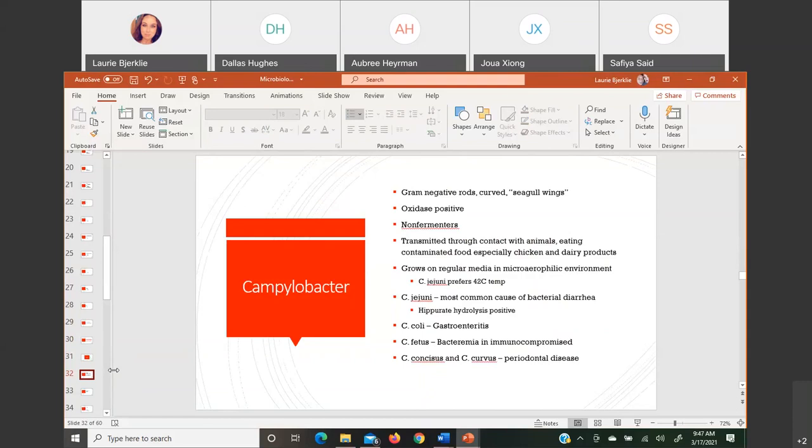So Campylobacter are also non-fermenters. Campylobacter jejuni is the big one. We're always looking for it with stool cultures because it does cause food poisoning. It is, in fact, probably the most common cause of food poisoning or bacterial diarrhea, especially from chicken, raw chicken. Campylobacter jejuni is unique in that it has to grow at a 42-degree temperature environment. So if you are working on stool cultures in your micro department, you most likely will have another incubator set at 42 degrees to help screen for Campylobacter jejuni.